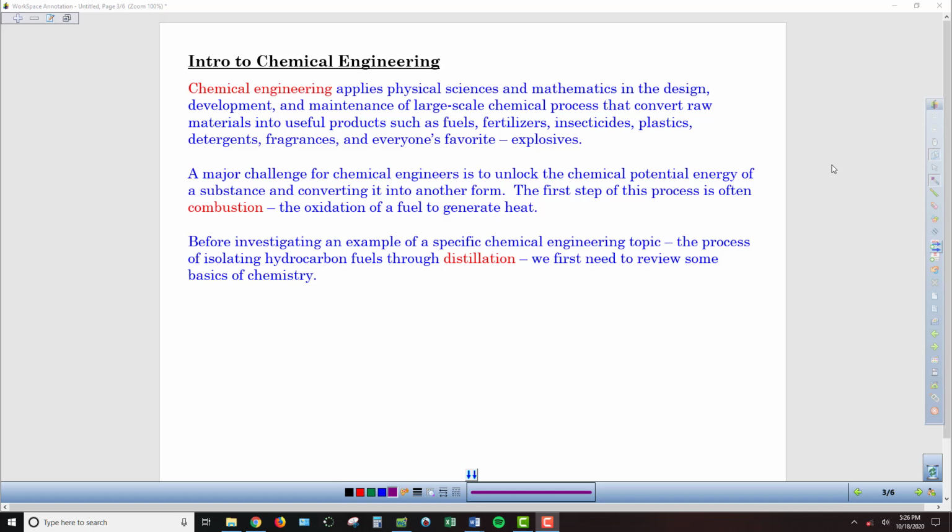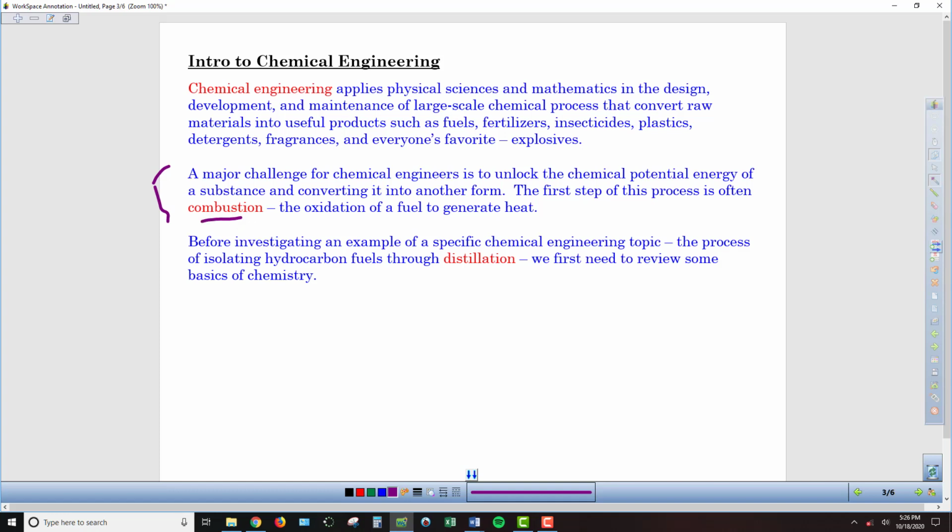Chemical engineering, like most of the branches of engineering we'll be studying over the course of the rest of the year, has a variety of different specializations within it. But for our purposes, we're going to be looking at the challenge of trying to unlock the potential energy of some sort of chemical compound and converting it into something useful for humans. And so the first step of this process is often combustion.